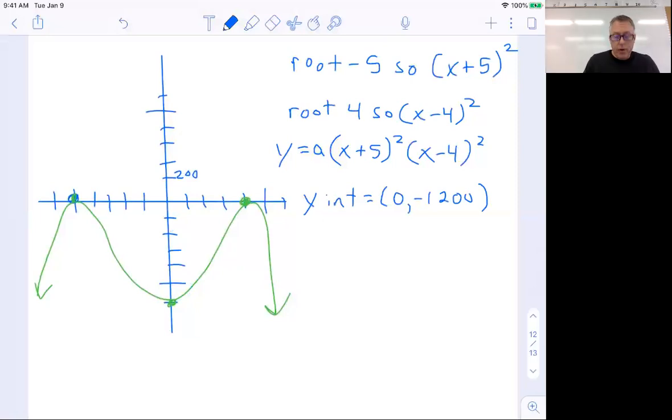So now to solve for a, I plug 0 in for the x's. I plug -1,200 in for the y, and I should be able to solve for a. So let's do that. So I have -1,200 equals a times 0 plus 5 squared times 0 minus 4 squared.